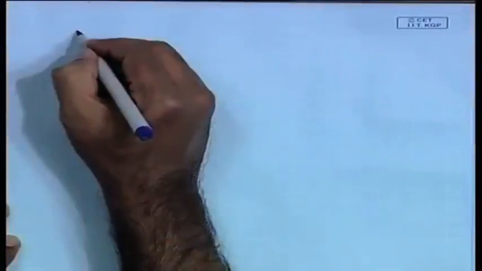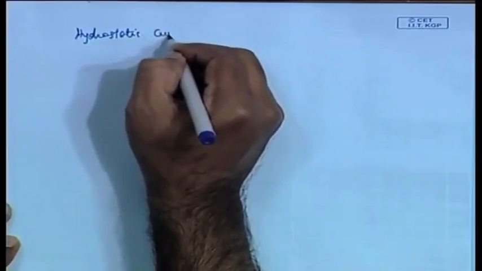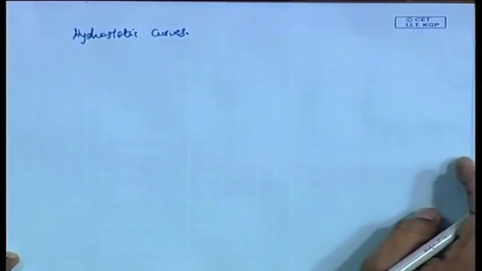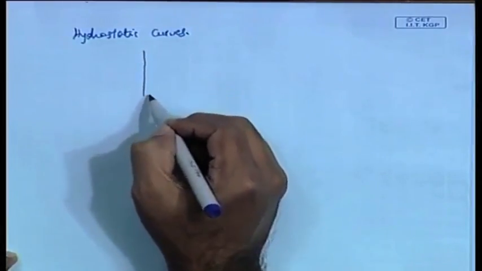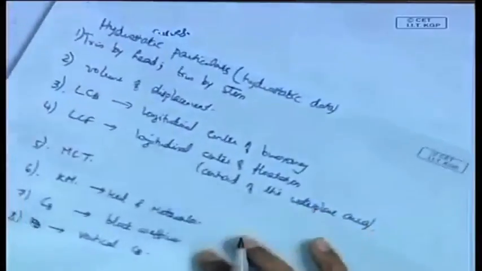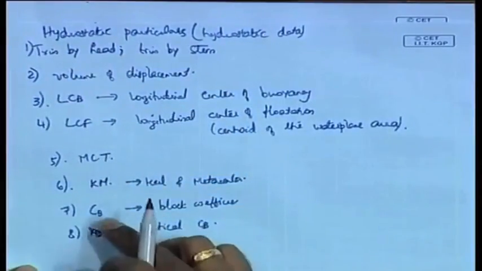Then we come to what is known as the hydrostatic curves. The hydrostatic curves are curves that are drawn in this format. Remember, we put a lot of parameters here, and I told you that these parameters are known as hydrostatic particulars, starting from KB, CB, KM, MCT, etc. All these are hydrostatic particulars.